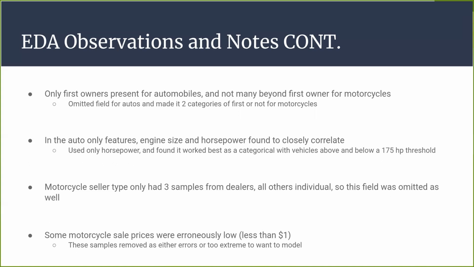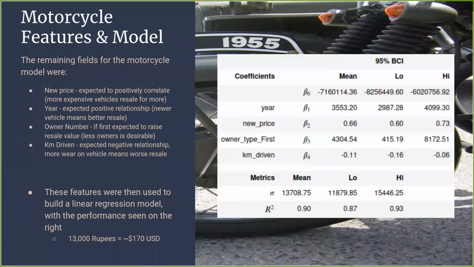After that, I also found that the motorcycle dataset only had 3 samples from dealers for the seller type. All the others were individual, so I omitted this field as that's not a sufficient sample size. And finally, in the motorcycle data set, I found some resale prices were extremely low, like ridiculously low, less than $1. So I removed these as well. Whatever's going on with that would likely need to be handled on a case-by-case basis as well.